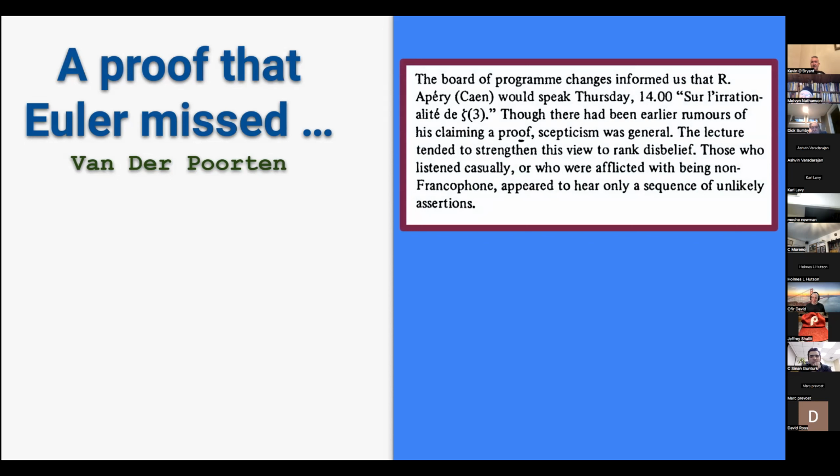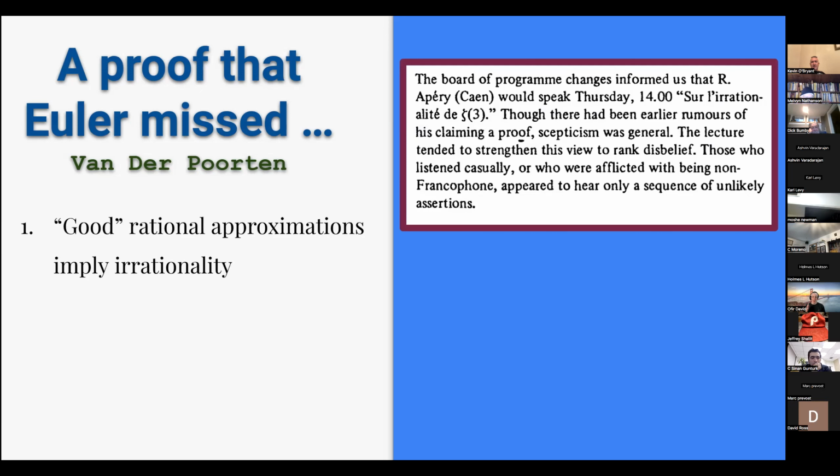So this is what I felt when I first started to try to understand Apéry. And I am not going to give you those unlikely assertions because, again, I don't fully understand them, but I will try to give what I think were the ideas behind these assertions. So these are the steps. The first thing is that you want to find good rational approximations, and they are going to imply irrationality.